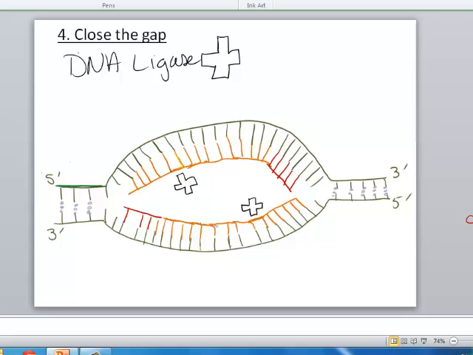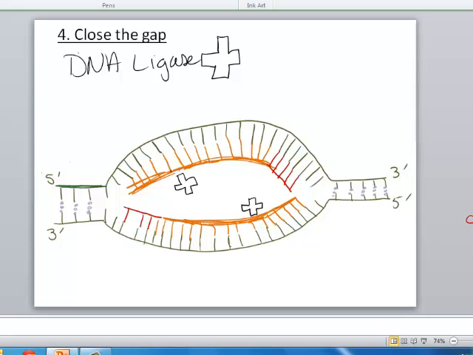And so now we have one continuous sugar phosphate backbone of DNA nucleotides, one continuous sugar phosphate backbone of DNA nucleotides. Okay, and we still have our RNA primer here. See that? That's a primer. But those will have to wait until we further open the replication bubble, and then we can get rid of those primers by again following the same process.